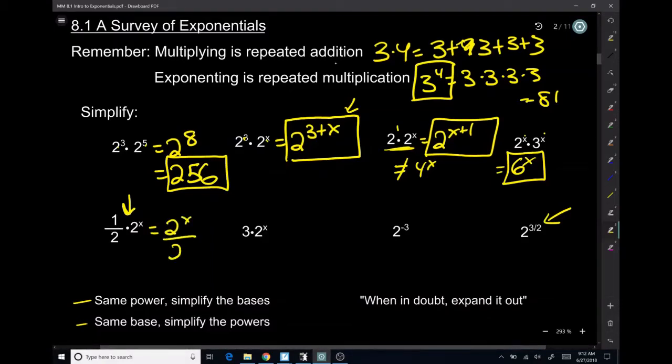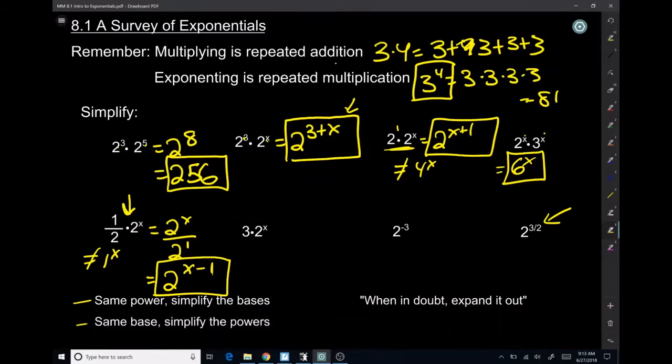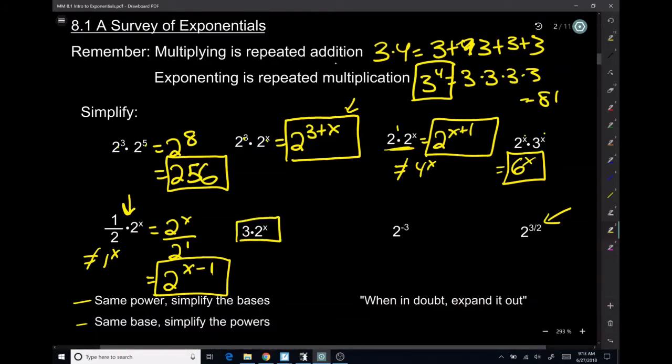This one here, think of it as 2 to the x divided by 2. 1/2 is really 2 to the negative 1, or you have a 2 on the bottom. So we're going to subtract these powers. It's 2 to the x minus 1. It definitely doesn't just become 1 to the x, because 1 to the x is just 1 for any value of x, so that's pretty silly. 3 times 2 to the x is already simplified. That can't go any further.